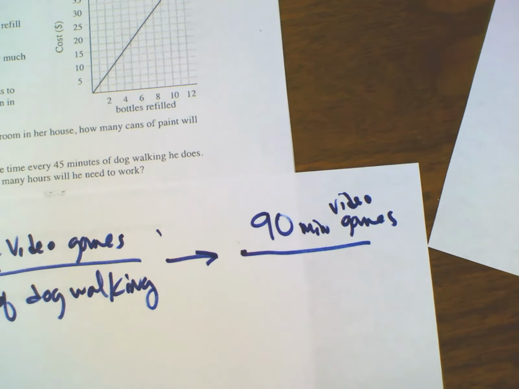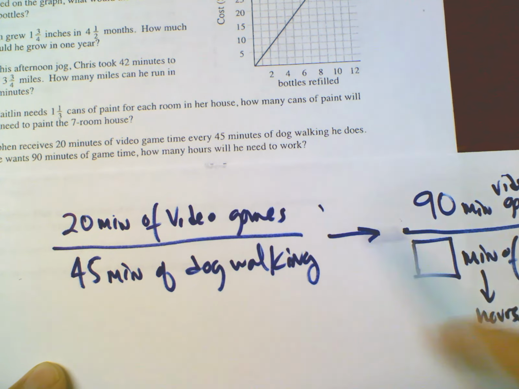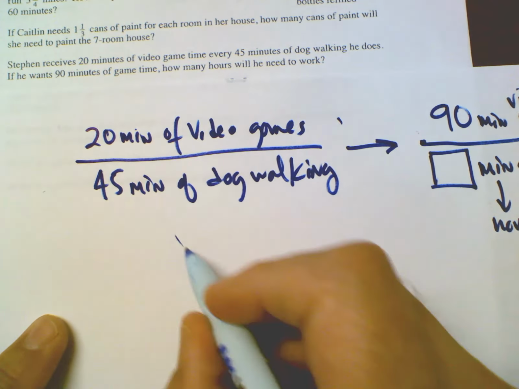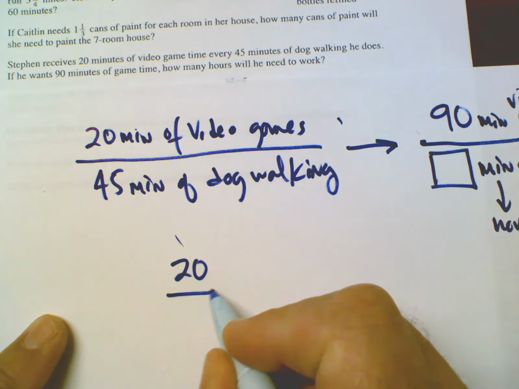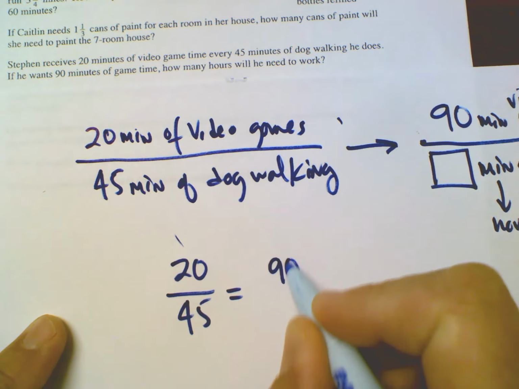So we need to figure out what this is. How many minutes of dog walking? And I realize in the problem it says how many hours. Well, once we get the minutes, we can convert the minutes to hours. So first, I'm going to keep it as minutes so I can see the comparison straight across. I can get rid of the words and set up a proportion. 20 over 45 is equal to 90 over X.